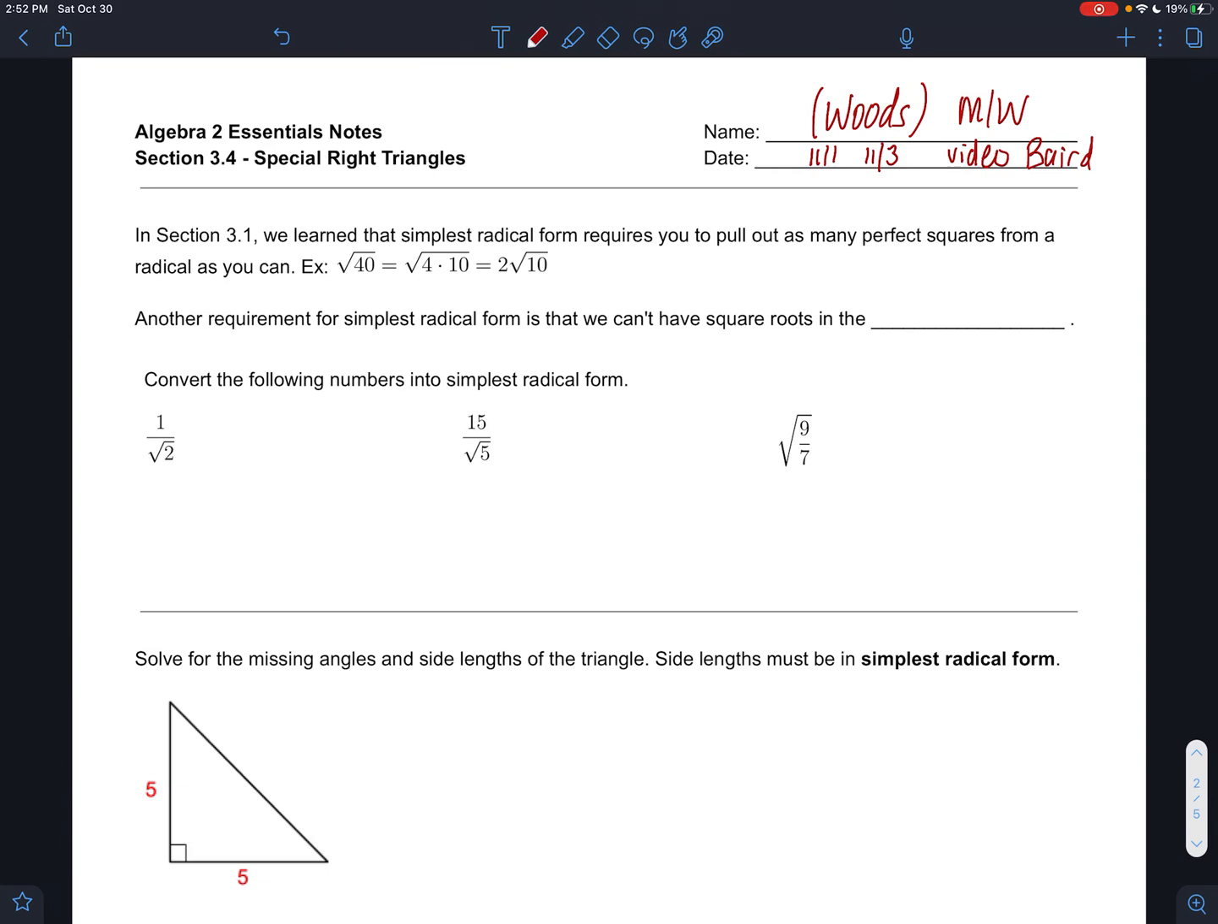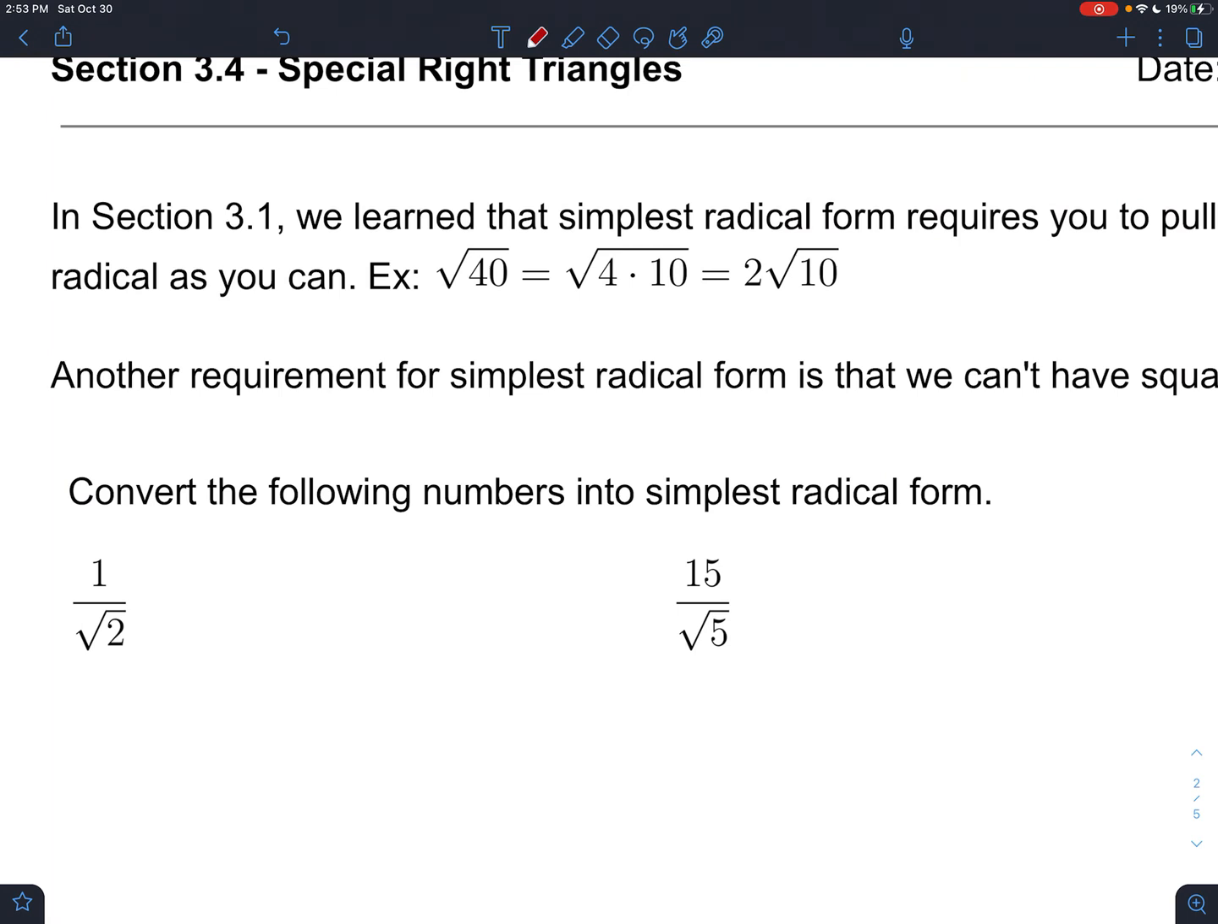So you've been working with factor trees and taking square roots, like the square root of 40, and rewriting it so that there aren't any perfect squares left inside the square root, right? So we've done plenty of practice with that.